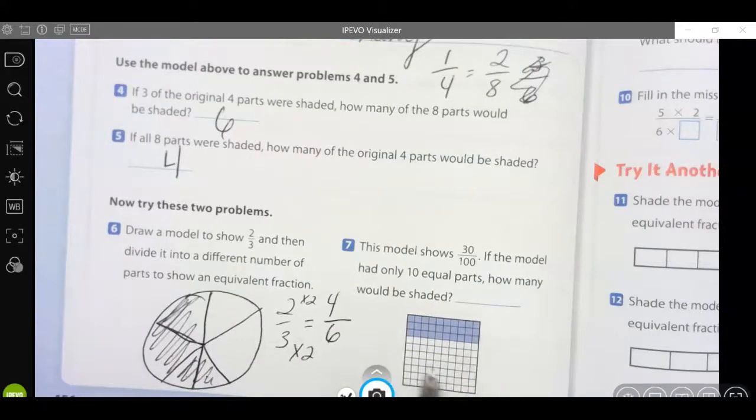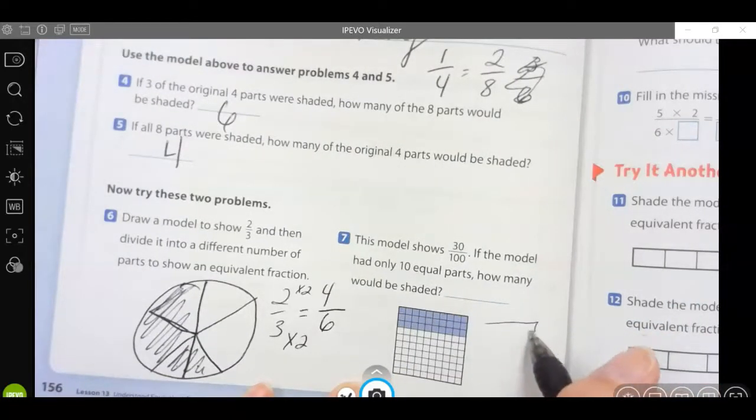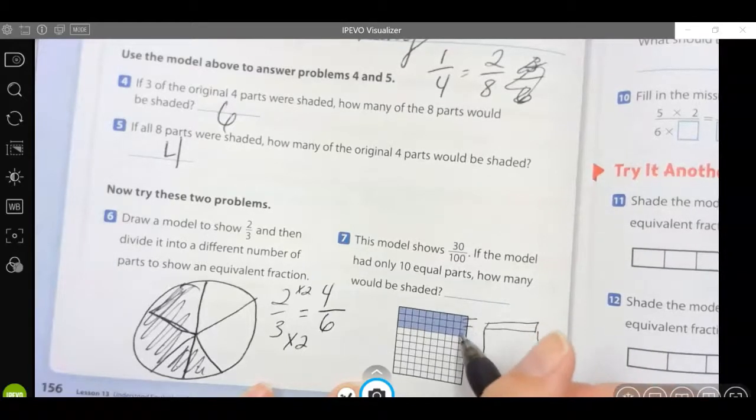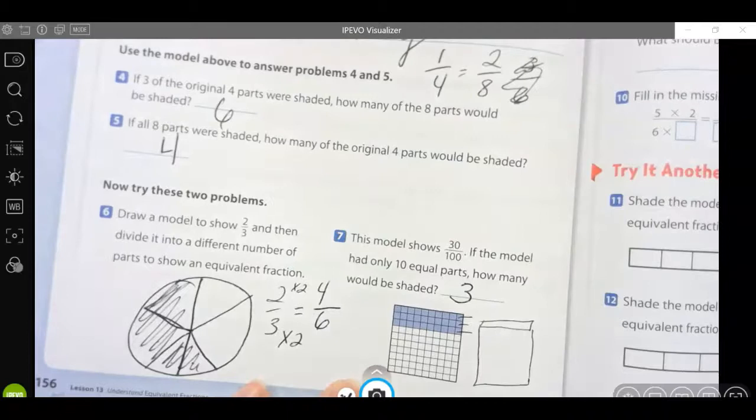This kind of brings us back to 2nd grade when we're talking about our hundreds blocks. This model shows that 30 of the 100 squares are shaded in, right? We have 10 down and 10 across. There's 100 total here. And if we look, 10, 20, 30 of the 100 are shaded in. If the model had 10 equal parts, how many would be shaded? So if these weren't split, if these were whole tens, if we were just going to draw it like tens, there's 3 tens, so 3.